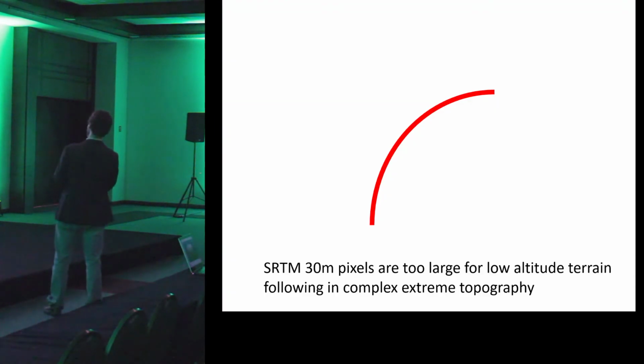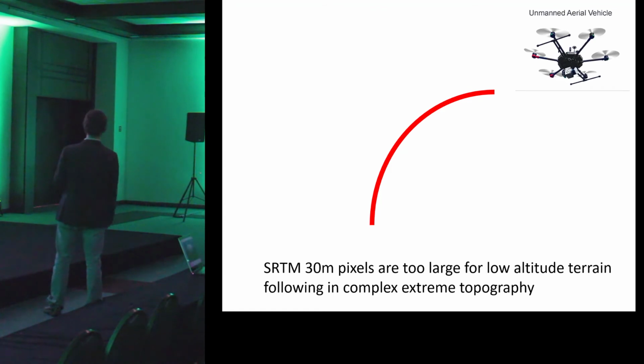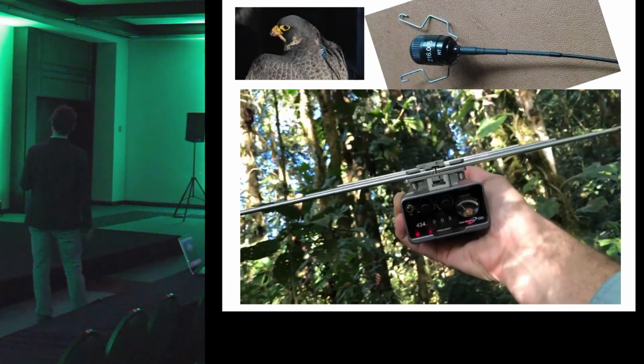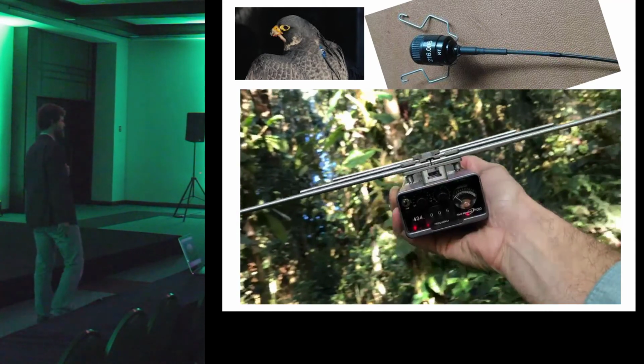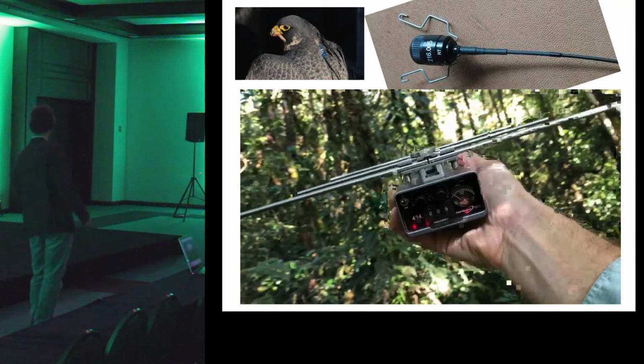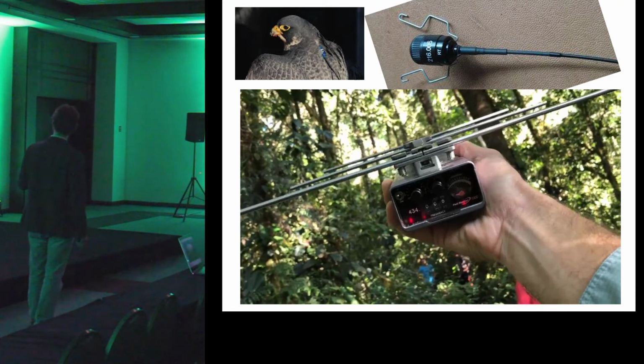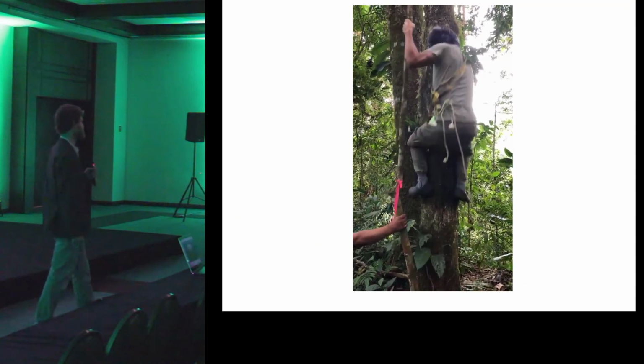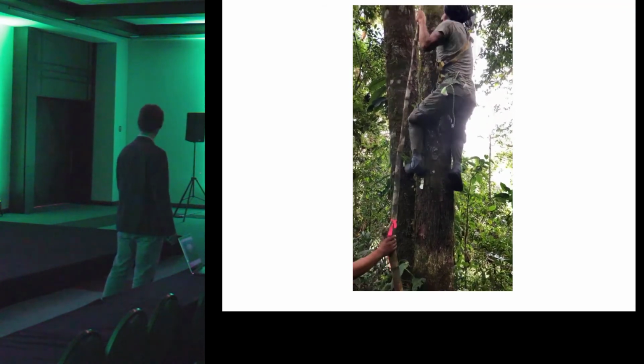Anyway, so this is us trying to fly in the Andes using a 30-meter DEM with dramatic elevational shift, and we flew it straight into the top of a tree because we just cut the edge of the curve and ended up in a tree and spent a day tracking it down, and there it is, 30 meters up. We found a local guy who's not a tree climber, but he said, I can do it.